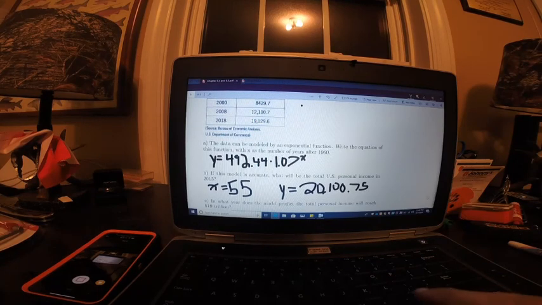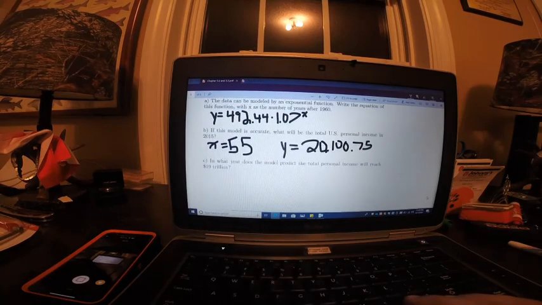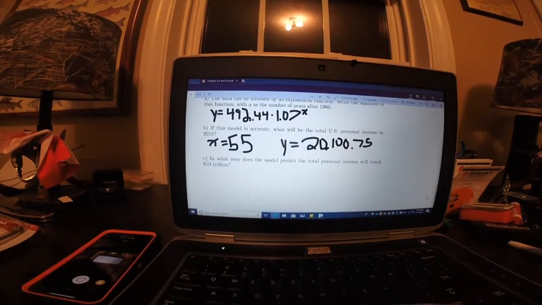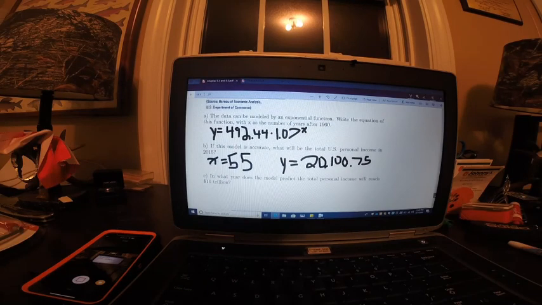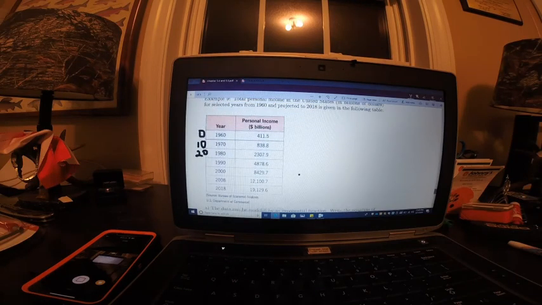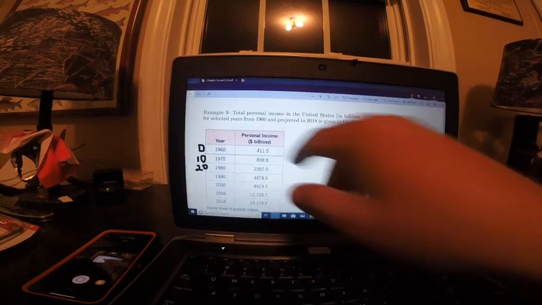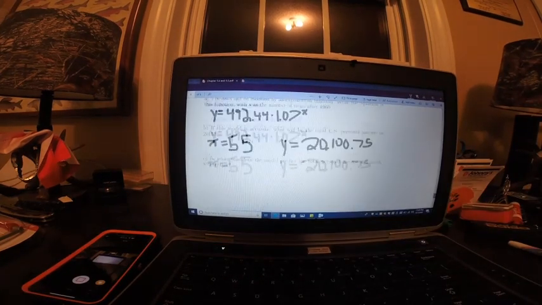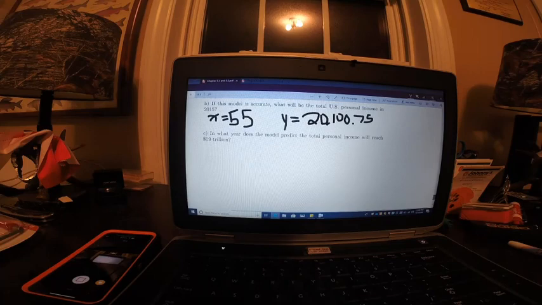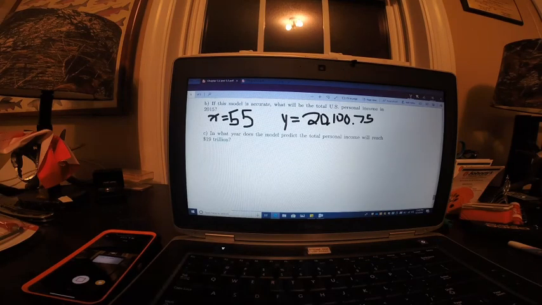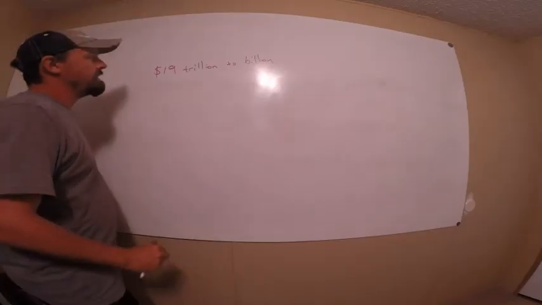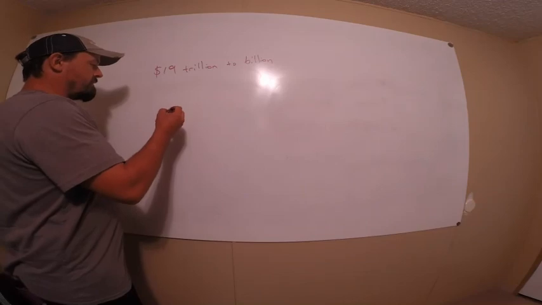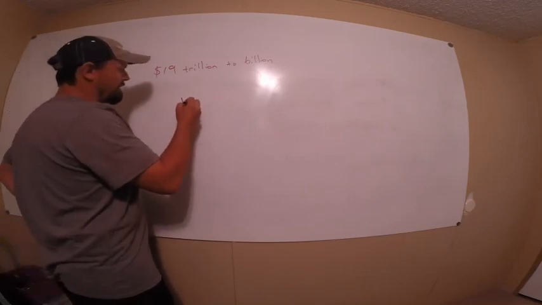Alright, now let's look at C. C says, in what year does the model predict total personal income will reach $19 trillion? Now this is one of those where you have to come over here and say, hot dang, this thing's in billions of dollars. C wants it in trillions of dollars, or $19 trillion. So I'm going to take a second to pause and go to the board. We need to go from 19 trillion into billions. So let's go through this again.